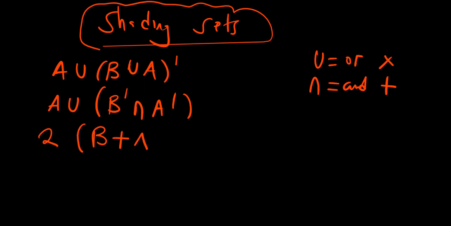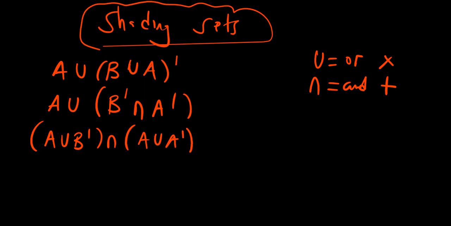So that's what we have. So it means we have to use what? The distributive law. So A union B, we're going to distribute it throughout the bracket. And when you distribute it, what are you going to have? You're going to have A union B complement, there's an intersection, then you're going to say A union A complement. So those are the things that we have.